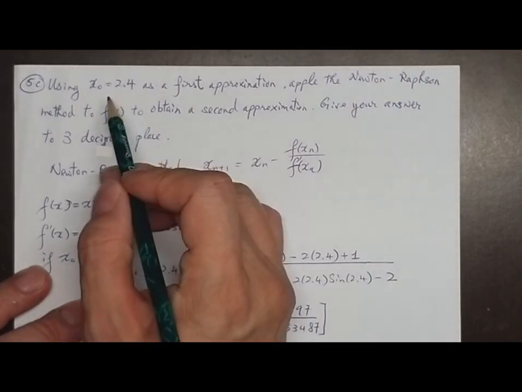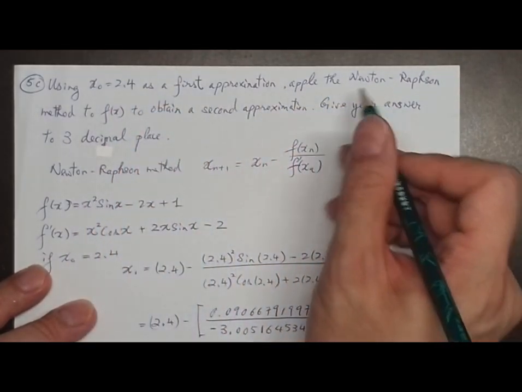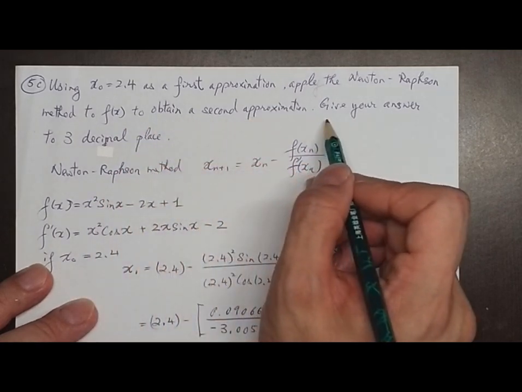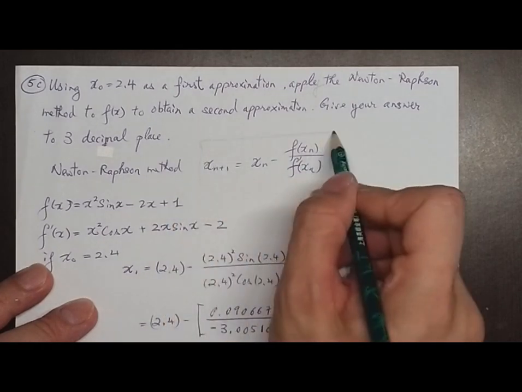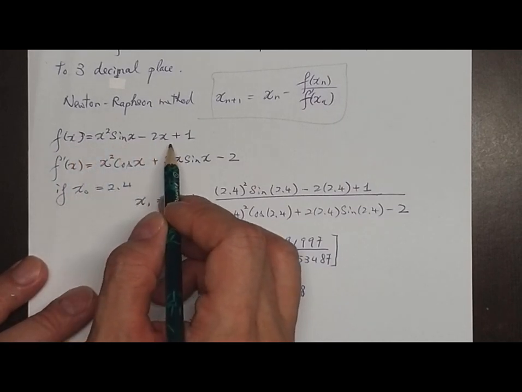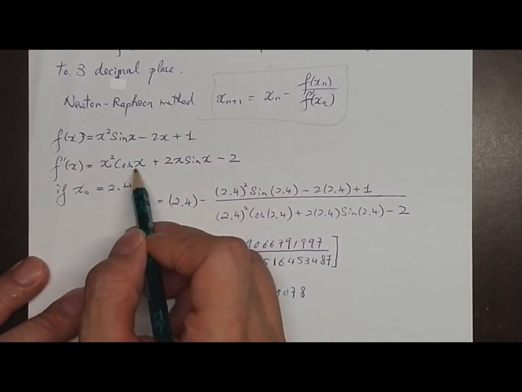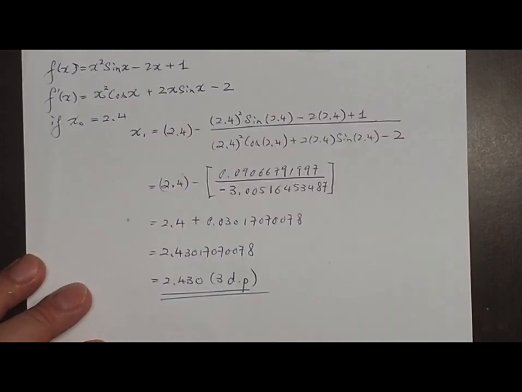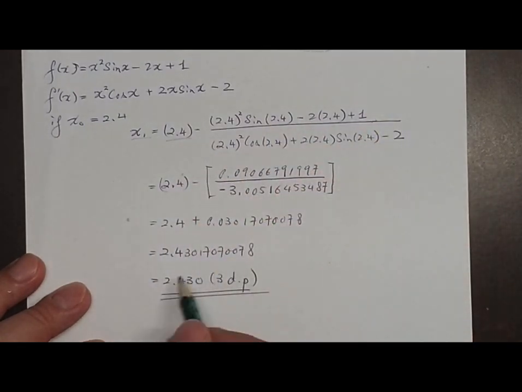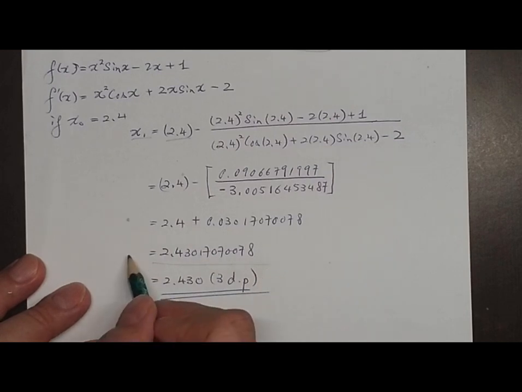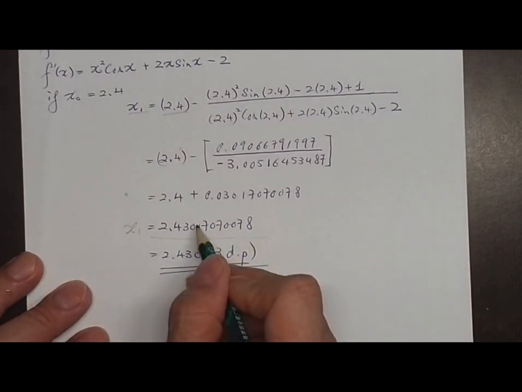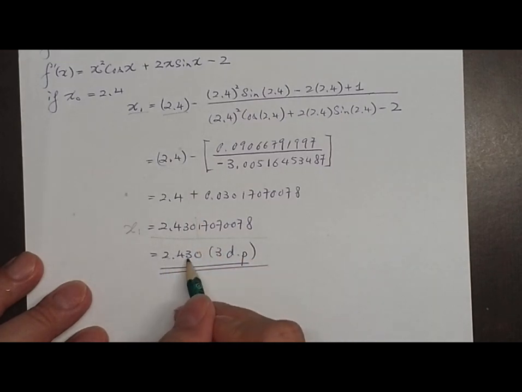And part C, using x0 equal to 2.4 as the first approximation, apply the Newton-Raphson method to f(x) to obtain a second approximation, give your answer to 3 decimal places. This is the Newton-Raphson formula, and we have f(x) equal to x squared sin x minus 2x plus 1, and f'(x) is equal to x squared cos x plus 2x sin x minus 2. We substitute into the Newton-Raphson formula, we get x1 is equal to 2.4, f(2.4), and f'(2.4). After a calculation, we got the x1 value is equal to 2.4317 and something. Rounded to 3 decimal places, we got the value of 2.430.